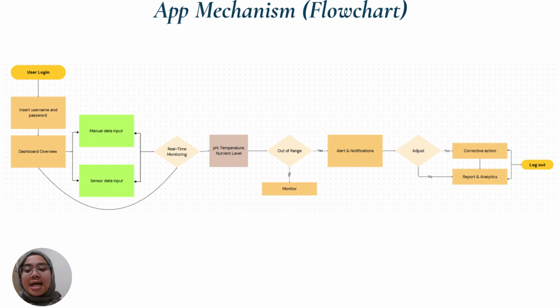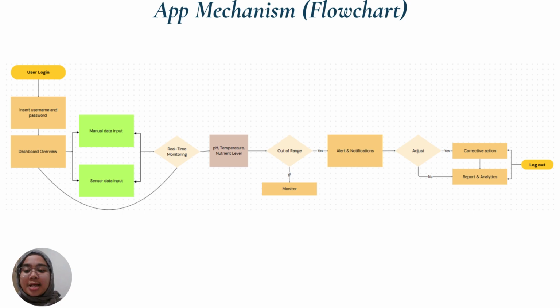If an issue is identified, users can take corrective actions in the parameter adjustment module. For example, they can adjust the temperature or nutrient levels directly through the app. If any parameter goes out of range, the app sends an alert. Notifications include actionable suggestions to help users resolve the issue quickly.